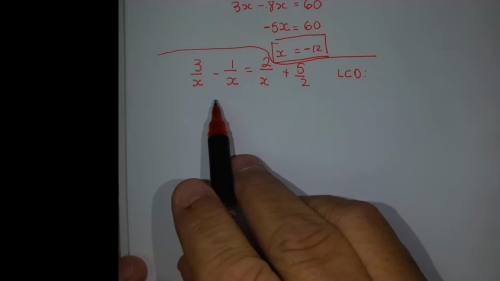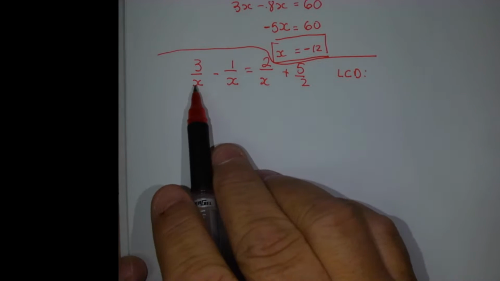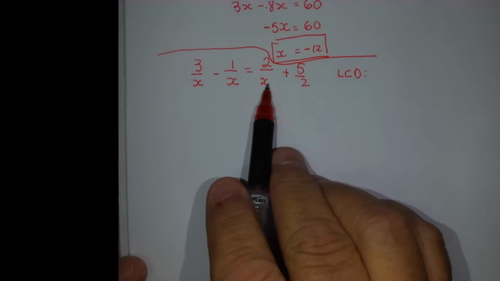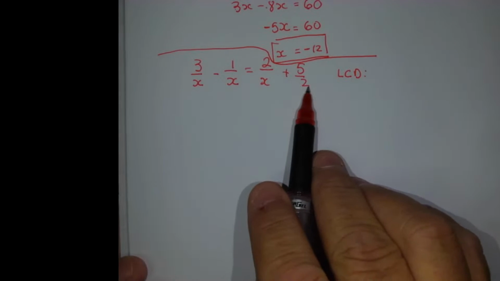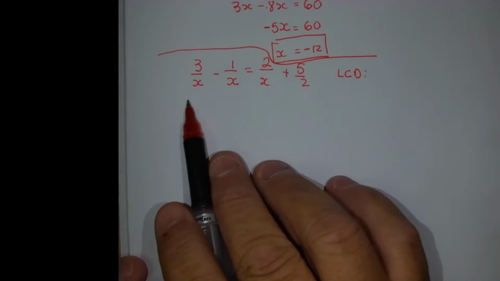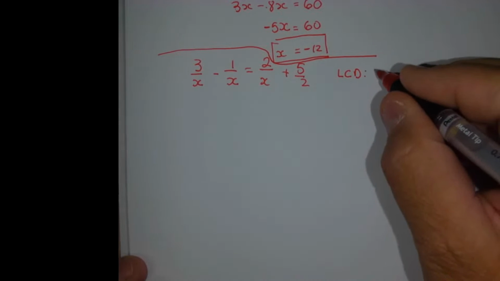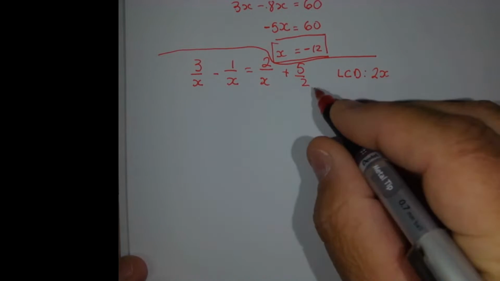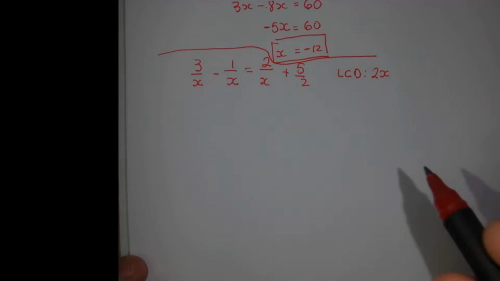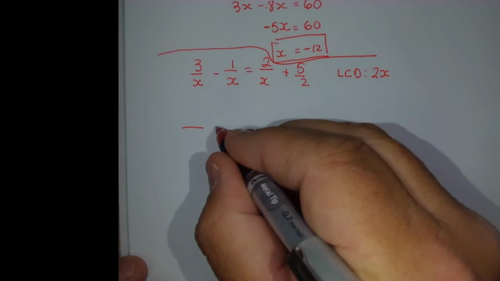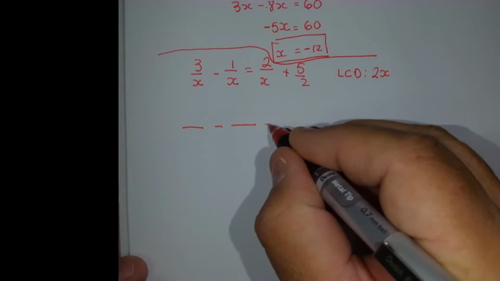Now, how many different types of factors do I have in my denominator? I've got 2. I've got an x, which appears in another 2 denominators, and I've got a 2 that appears only in one denominator. But in order for me to get an LCD, that LCD will have to be 2 and x, so a combination of the 2.